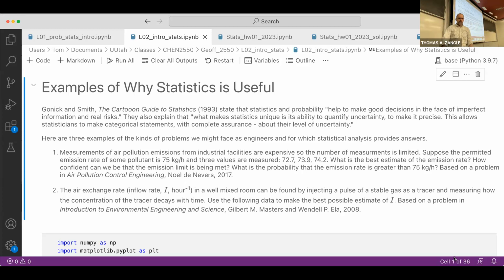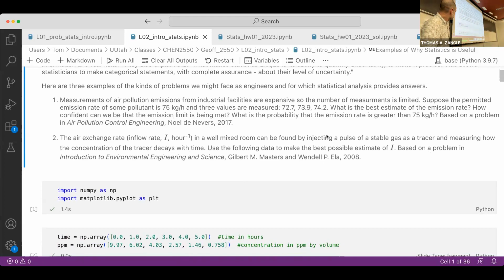Second problem that we'll just start to get into and show how to start to get into in Python today is about air exchange rate in a well-mixed room. We'll say that we can find the air exchange rate in a well-mixed room by putting in a pulse of a stable gas as a tracer and measuring how that concentration decays in time. And we're going to be given some data, which is down here. Time in hours, 0 through 5 hours, and the measured concentration at those individual times, right?